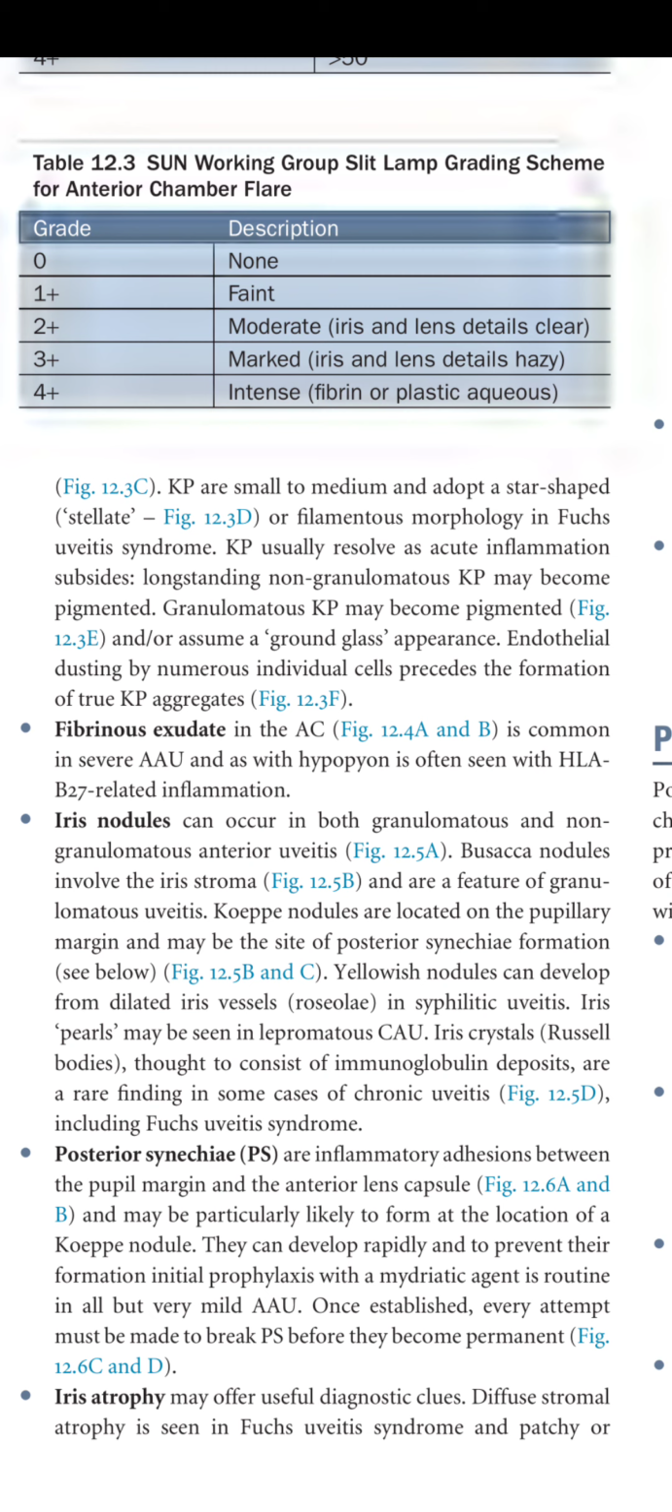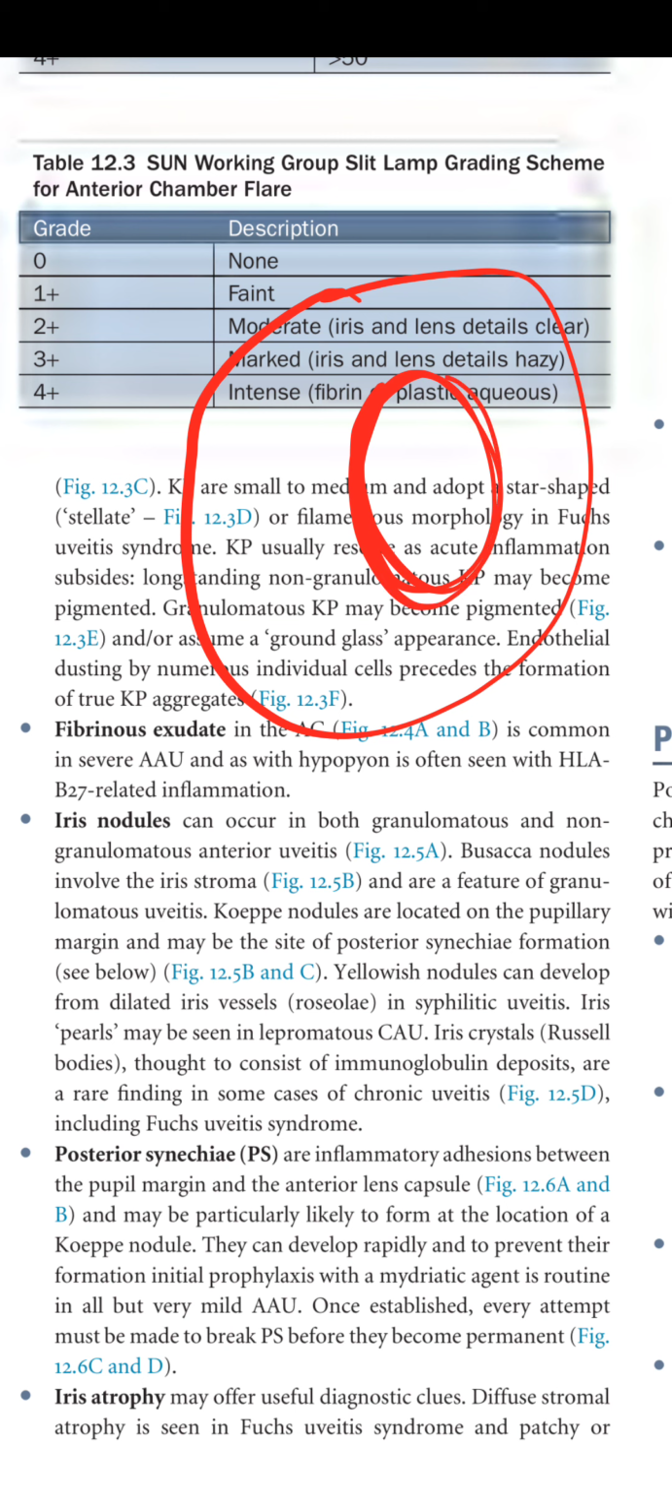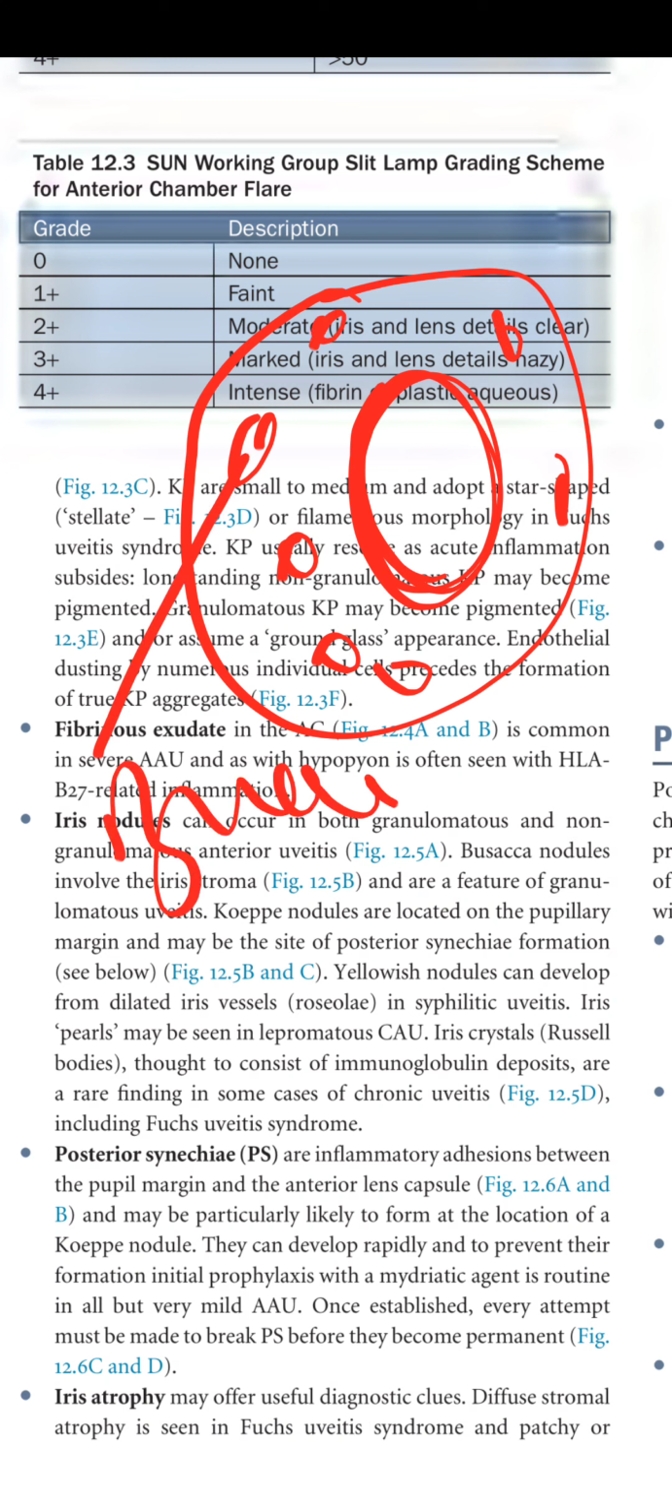So we are basically studying the signs of uveitis. In a case of acute anterior uveitis, there can be nodule formation. When they are on the iris stroma, they are known as Busacca nodules, and when they are along the pupillary margin, they are known as Koeppe nodules.